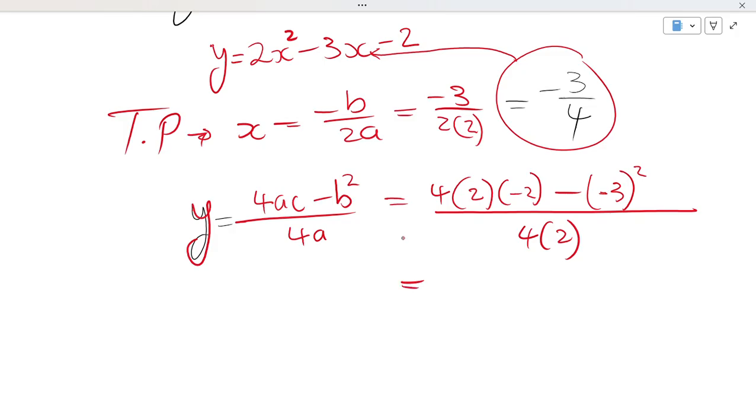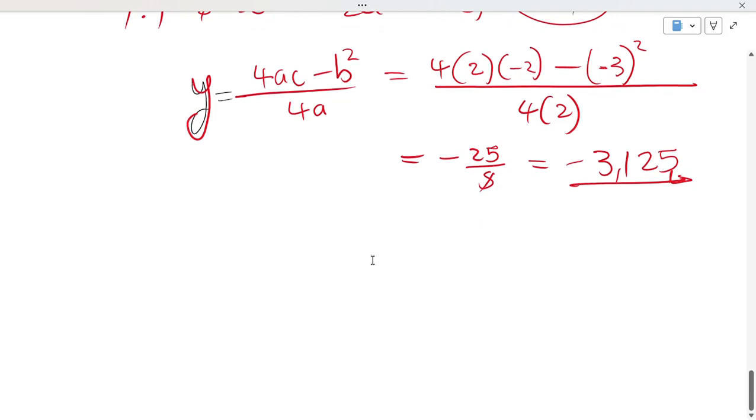The answer is negative 25 over 8. Negative 25 over 8. Let's write it as a decimal. In decimal, it's negative 3.125. That's the y value.